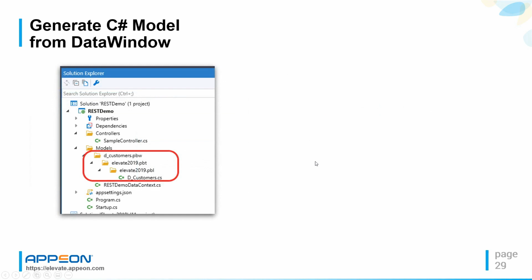Now I'm going to go back to my Solution Explorer, and you'll notice that underneath my models folder we now have a reference to the workspace, a reference to the PBL, the PBD, the target. A folder has been created for each one of these: a folder for the workspace, a folder for the target, a folder for the PBL, and there's our combination data access class and POCO object that we've created.